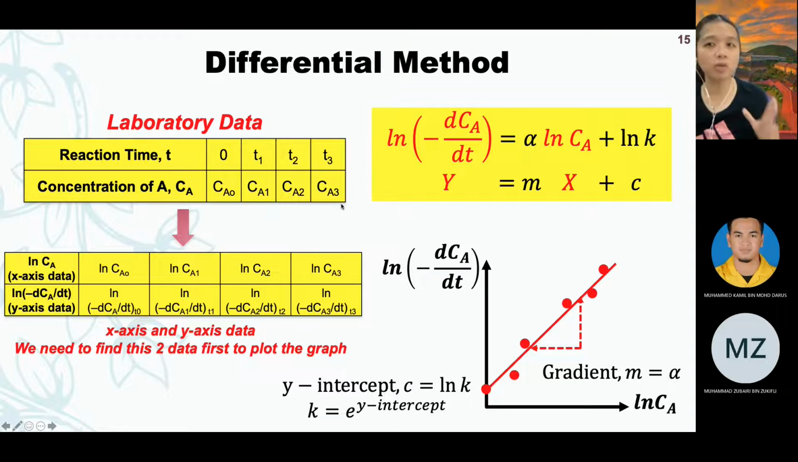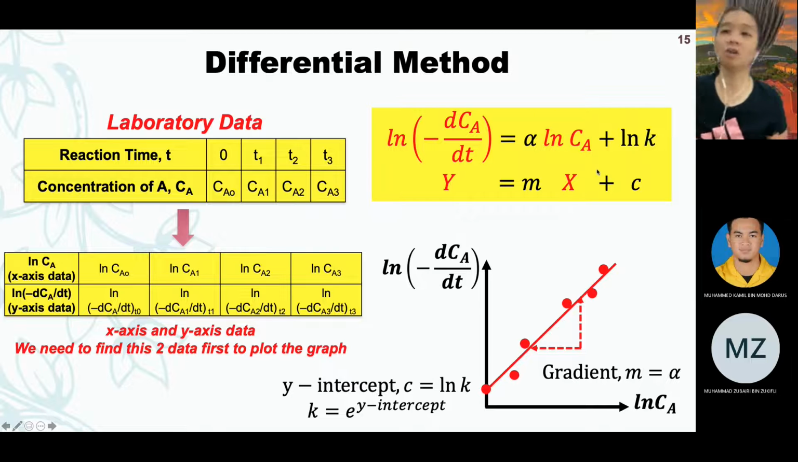Tetapi, saya tak boleh straight away plot the graph untuk cari alpha dengan K. Sebab kalau saya nak guna differential method, saya kena dapatkan dulu data paksi Y in the form of ln minus dCA per dt. Data paksi X, not a problem. Okay, data paksi X senang sebab data paksi X kita ln kan saja. So, data paksi X kita kan ln CA.